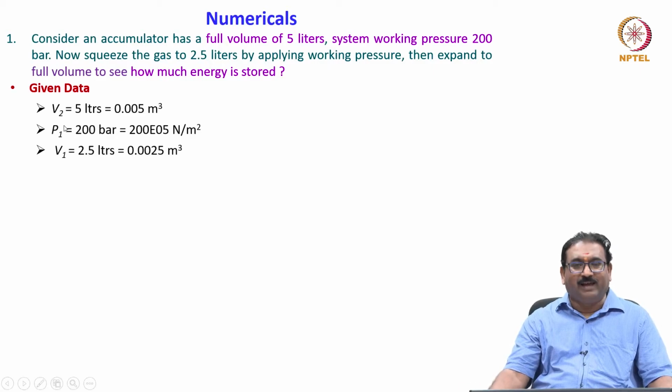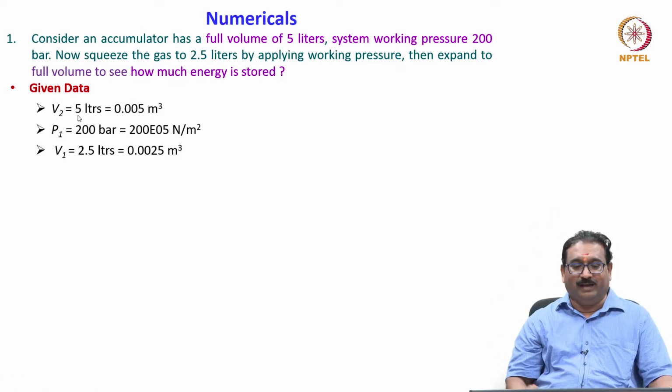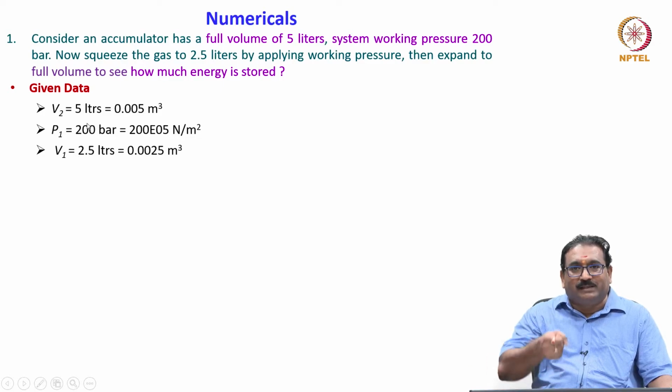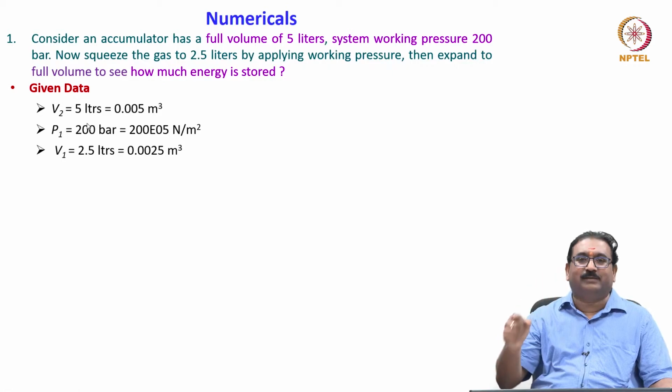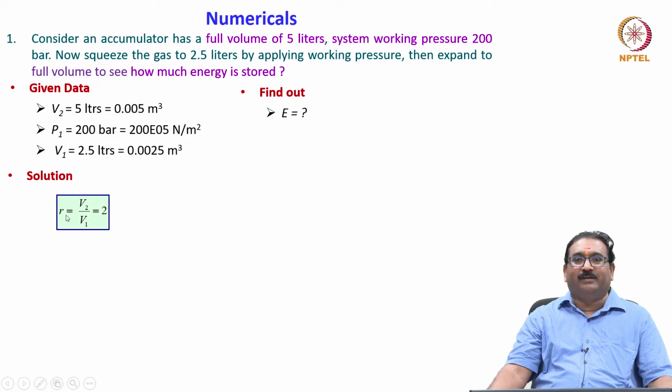For this, what are the given data? The full volume V2 is how much? 5 liters. I have converted into m cube, same unit. P1 is 200 bar. You already know how to convert it to Pascal, multiplied by 10 to the power of 5. V1 is compressing to 2.5 liters, same m cube. What to do? You have to calculate the energy stored. Already we know that R equal to V2 by V1. You substitute V2 by V1, you will get 2.